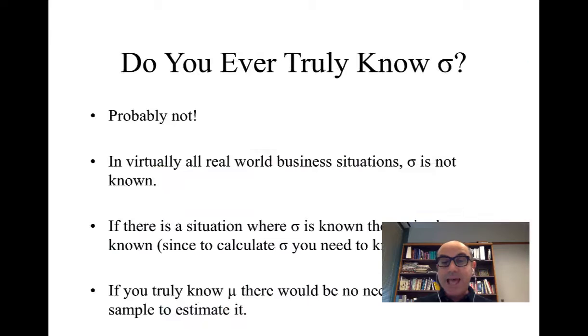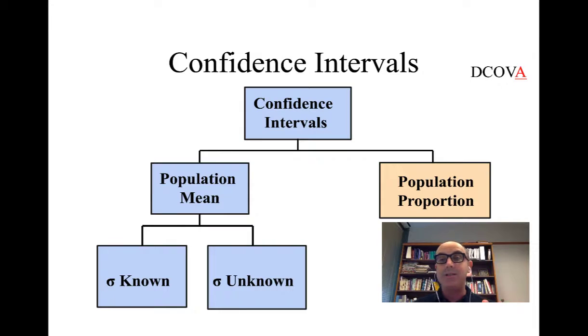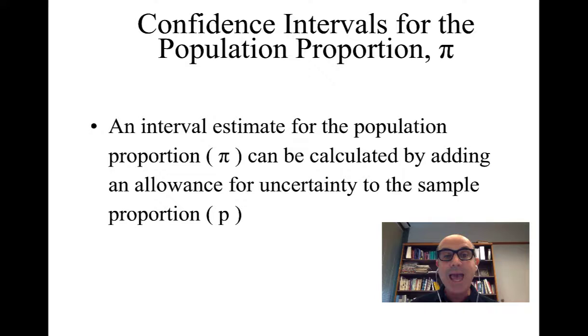And in that case, you need to be aware of that and make a footnote in your head, and I'll show you an example in a few seconds. The other proportion, the other aspect of the confidence interval, is the population. In this case, the interval estimate of the population can be calculated by adding the allowance for uncertainty to the sample proportion, the p.